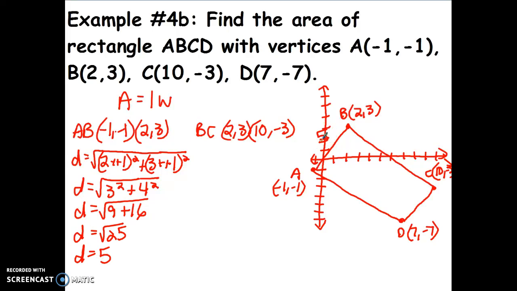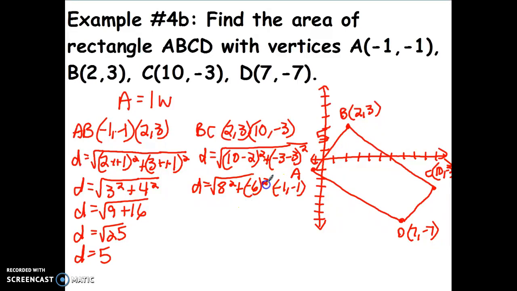All right, let's go ahead and look at BC. So we have D equals 10 minus 2 and negative 3 minus 3 is 8 squared and negative 6 squared. So D equals 64 and 36. And that is 100. So D equals 10.